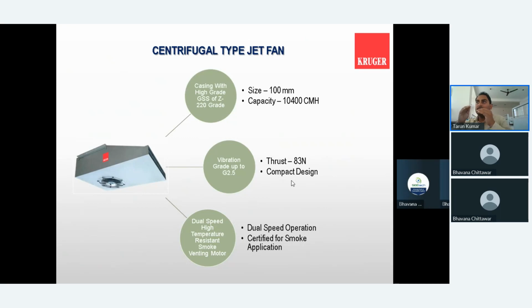And in terms of the coverage area, which is most important for basement ventilation, the centrifugal jet fan has more coverage area compared to the axial jet fan. When you go for any CFD analysis to arrive at the quantity of jet fans, the centrifugal jet fan always needs a lesser number of fans compared to the axial jet fan.